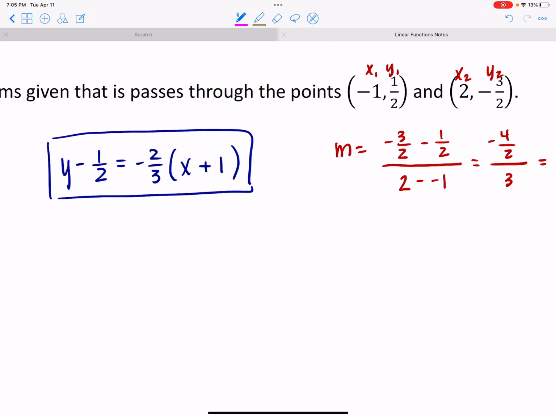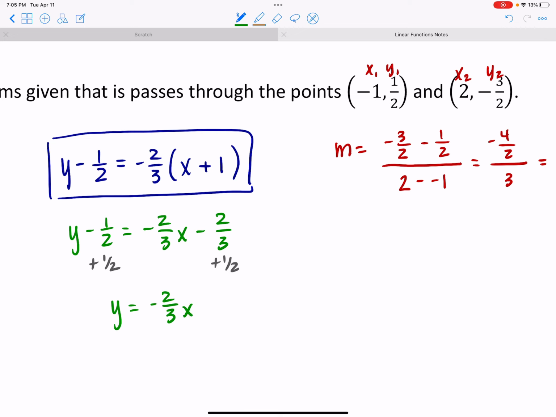So if I go to simplify this one, I have y minus 1/2 equal to, if we distribute the negative 2/3, negative 2/3 times x would be a negative 2/3 x, and negative 2/3 times 1 is going to be negative 2/3. And then I have to finish simplifying this, get y by itself, I have to add the 1/2 to both sides, and that's going to give me y equal to negative 2/3 x.